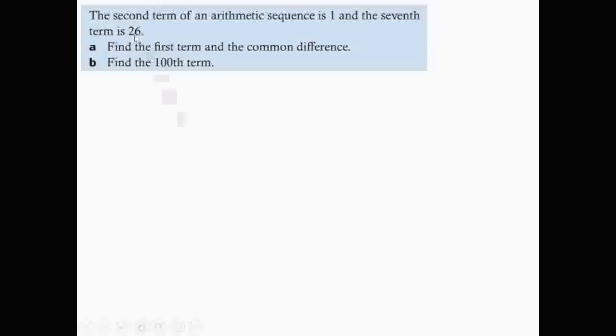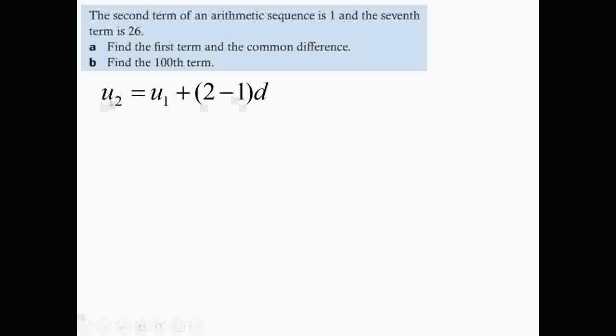Okay, last thing for you to try here. It says the second term of an arithmetic sequence is 1. The seventh term is 26. Find the first term and the common difference. Okay, these kinds of problems are a little tougher, so let's work on this one together here a little bit. So again, the second term is 1, seventh term is 26. Let's take a look.